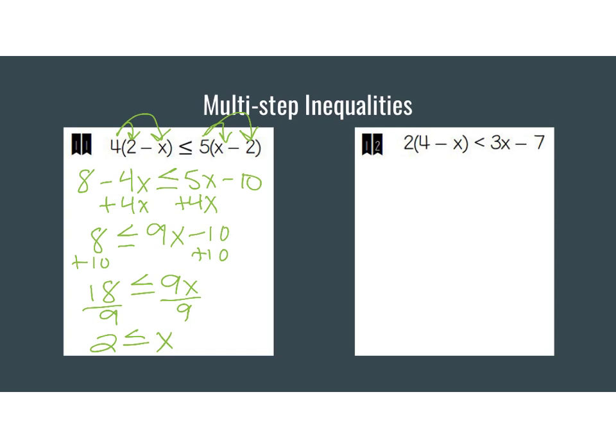We can flip this around so that it looks like this, but if you're going to flip it around, remember to flip your sign. So remember that you're only going to flip the sign if you divide by a negative number or if you multiply by a negative number. If you divide or multiply by a positive number, you can leave the sign the same way it is. So that's why I didn't change the sign here. So again, very similar to equations, you just have to be mindful of that rule for flipping the sign with inequalities.